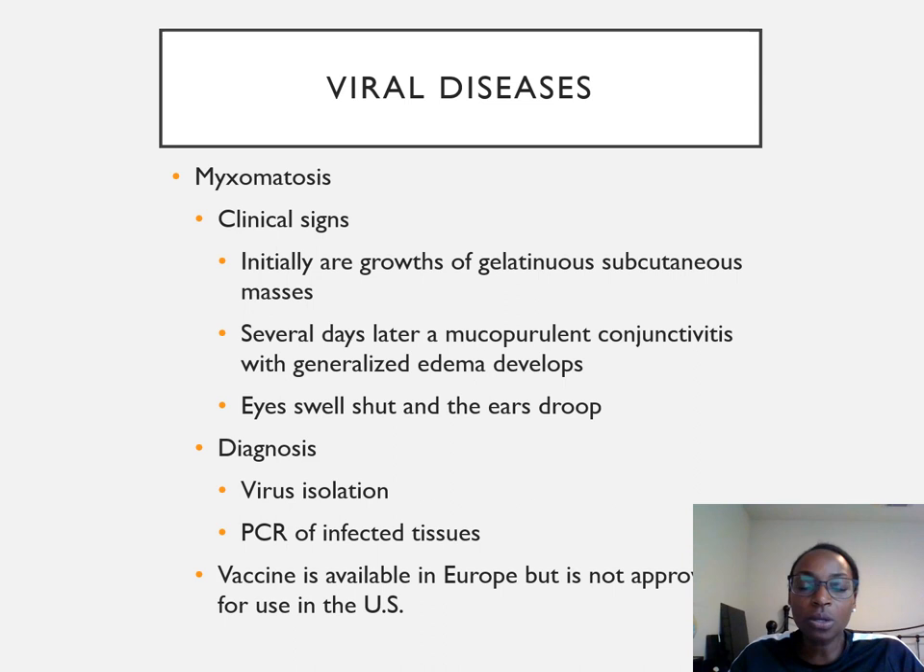Okay, so clinical signs of the myxomatosis. What we're first going to see is some small growths in the subcutaneous tissue. They're going to be gelatinous growths. And then as the virus progresses, what we end up seeing is a mucopurulent conjunctivitis. And then we're going to start to see generalized edema. So now the skin is going to begin to look more swollen all the way around. And then eventually the animal's eyes are going to be swollen shut and their ears are going to begin to droop. So we diagnose this by isolating the virus.